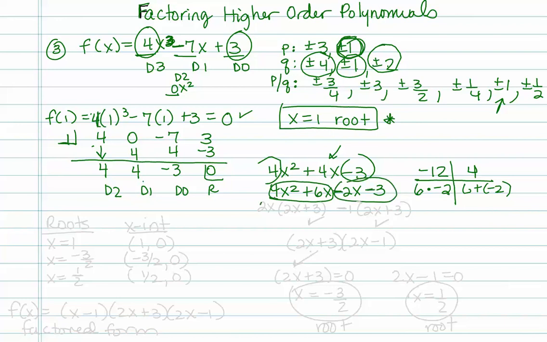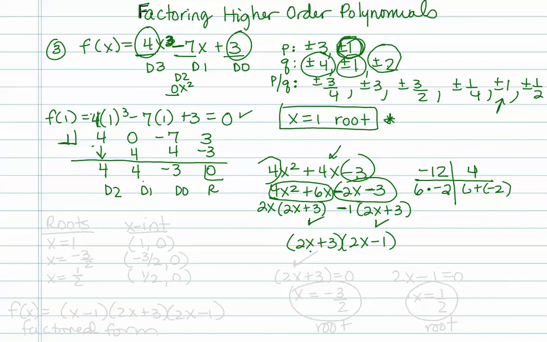From here I can take out a 2x. I have 2x plus 3. And then from this second bubble I can take out a negative 1. And I'll have 2x plus 3. Now these are the same. Remember, this doesn't work if you don't end up with identical factors. So we have 2x plus 3, 2x minus 1.